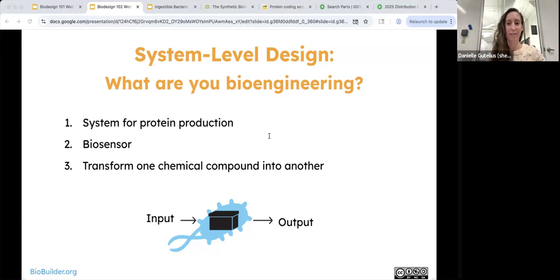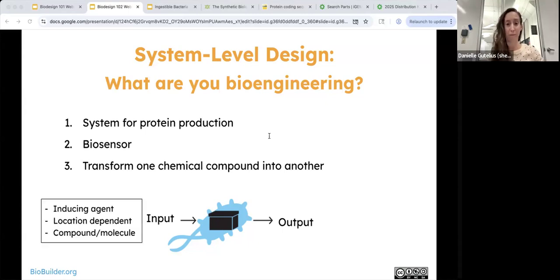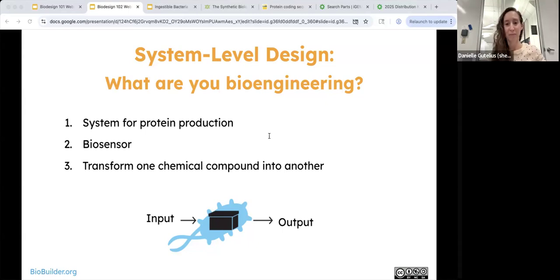So once you decide on the purpose of your system and the general functionality, like how you want it to work, the input and the output, then you're going to choose your chassis. Remember, chassis is just our fancy word for whatever our host is. It could be a bacteria, it could be yeast, or we talked last time about using cell-free systems. So if you want more information on that, you can go back and revisit our first webinar.